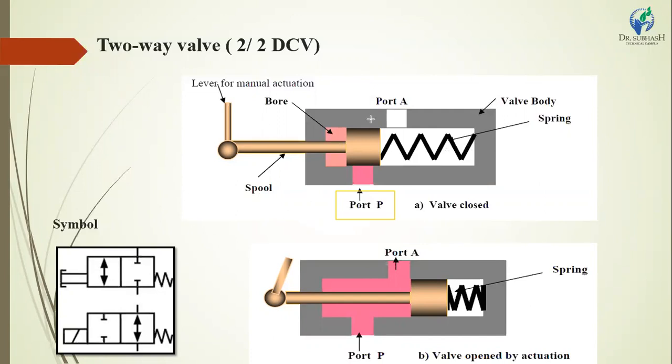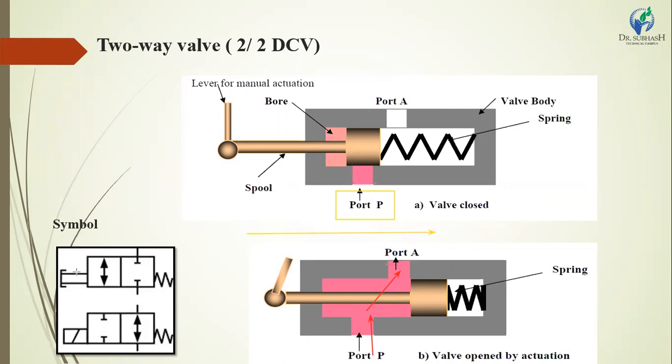In the first position, port P is closed and the fluid is not flowing from the port. In the second position, we move the spool in the right side direction. The working fluid flows from port P to port A, which means the port is open and fluid flows from port P to port A. This position is the working position and the other is the stop condition.